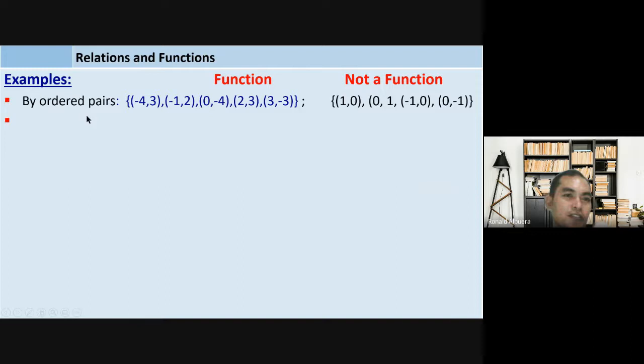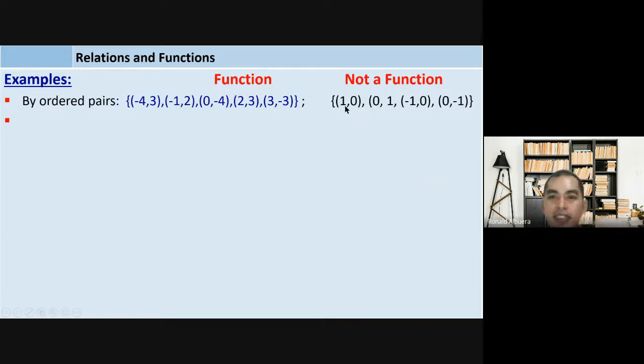For instance, by ordered pairs, so we have here (-4, 3), (-1, 2), (0, -4), (2, 3), (3, -3). This is a function. Kasi walang naulit na first value or first component. -4, -1, 0, 2, 3. May naulit ba doon? Wala. That's why this is a function.